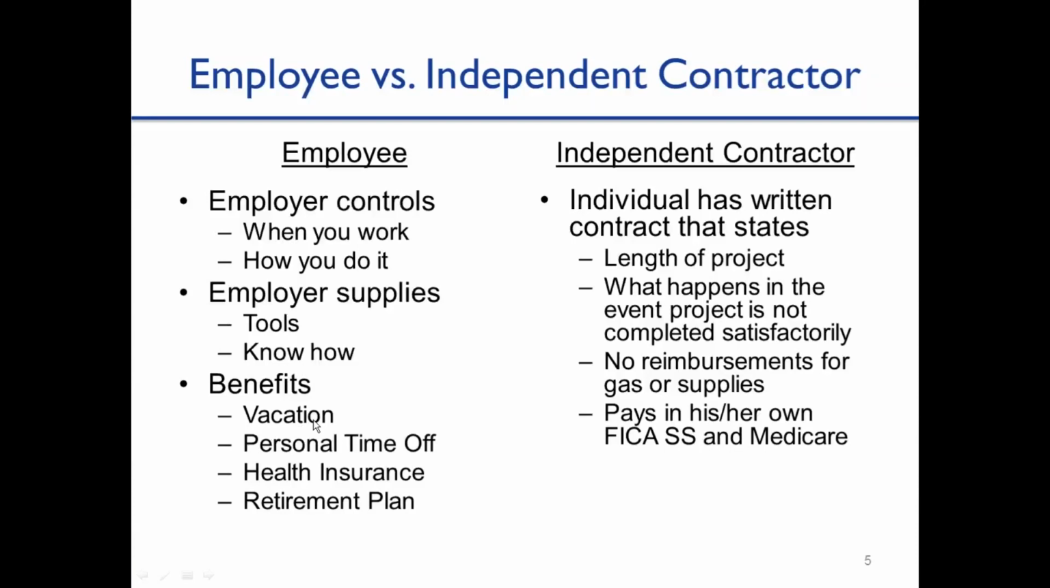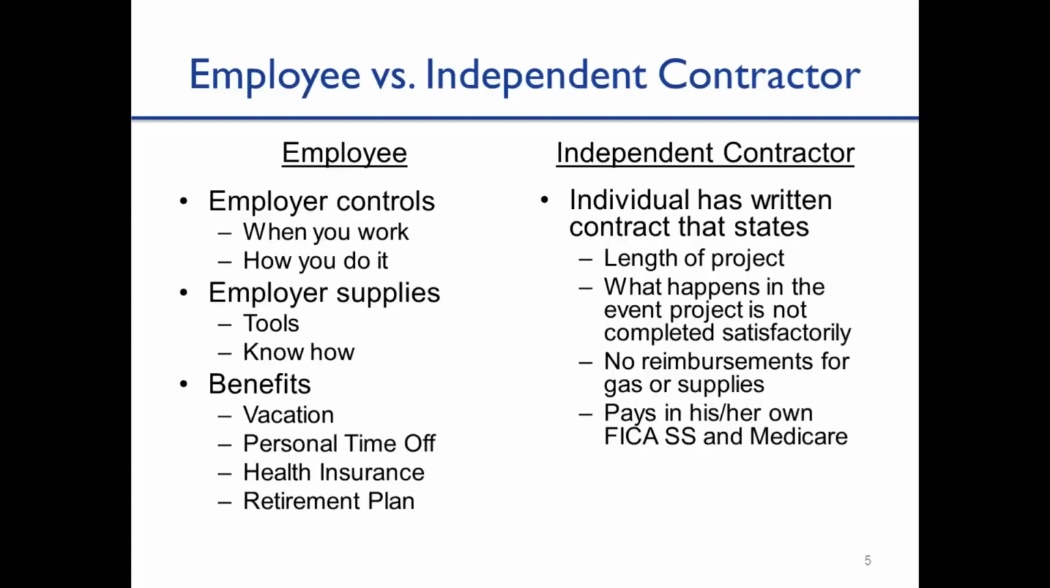You might actually offer them benefits like vacation, personal time off, health insurance, retirement plans. You don't offer those things to independent contractors. Independent contractors, you actually pay on a project. Those independent contractors should be filing their own tax return, either as a Schedule C or a partnership or corporation. They're going to pay their own FICA taxes and Medicare taxes on their personal tax return or on their business tax return. Just make sure you do know the difference between them.